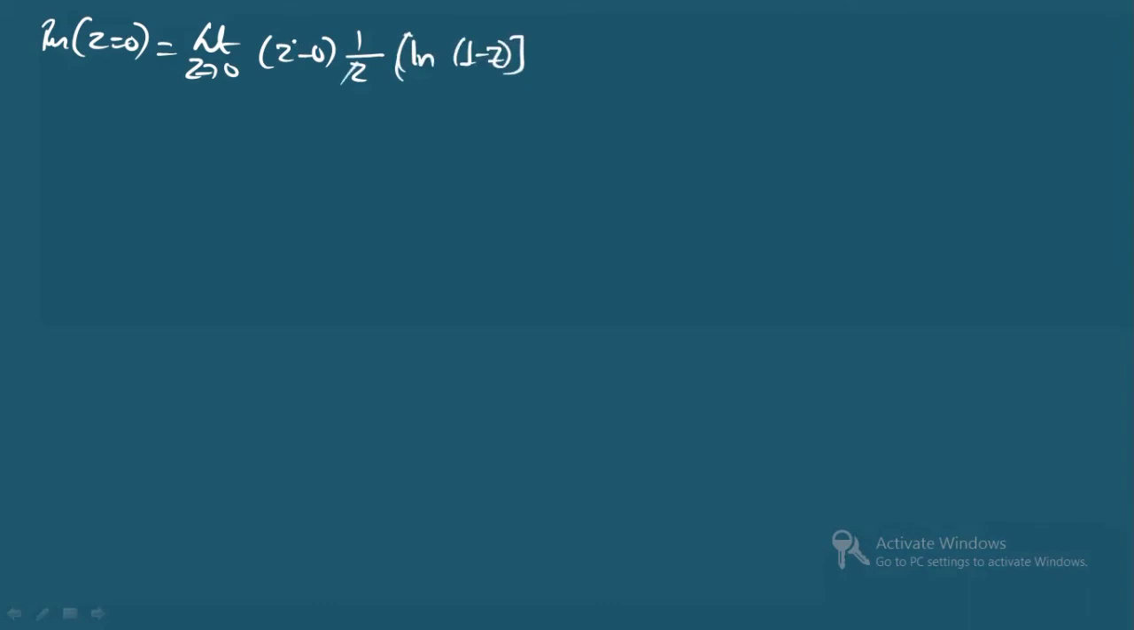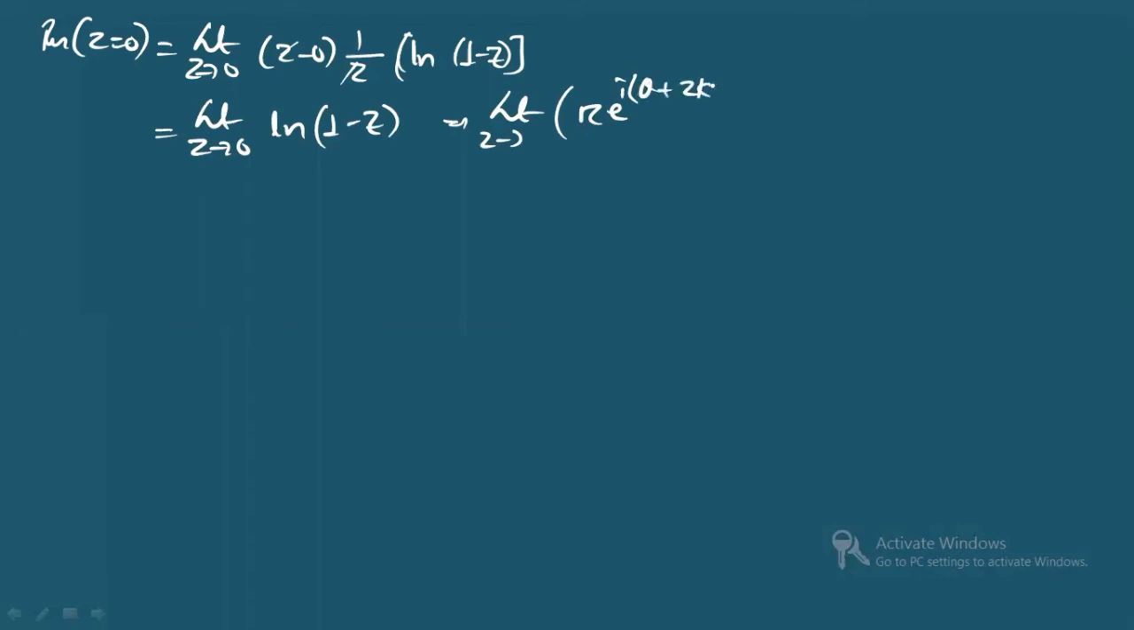Okay. So z and z will get cancelled. You will have limit z tends to 0, ln(1 minus z). So further you can write limit z tends to 0, ln 1, and you will have ln of minus z. So you can write it as r e to the power i(theta plus 2k pi), and here k equals 0, 1, 2, 3, and so on.